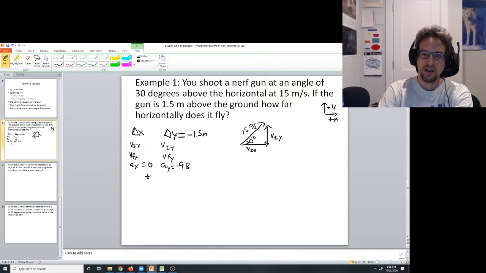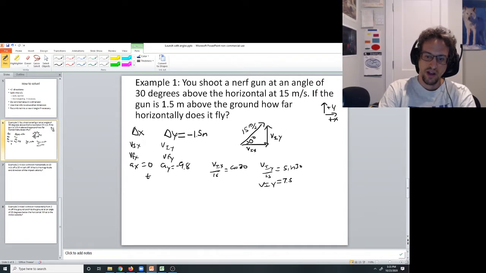We can use trig then to find those two values. So v initial x over 15 equals cosine of 30, and v initial y over 15 equals sine of 30. v initial y is going to be 7.5, and v initial x is going to be 13. So v initial y 7.5, v initial x is 13.